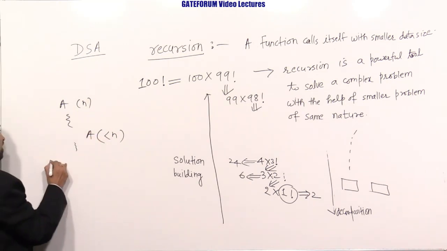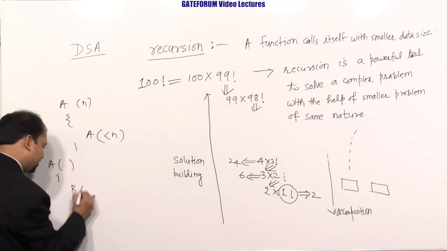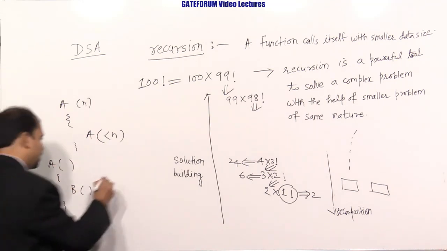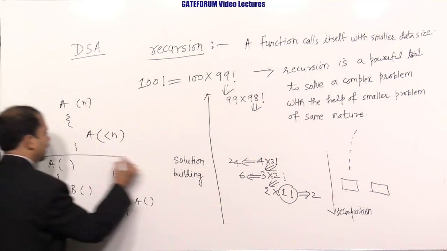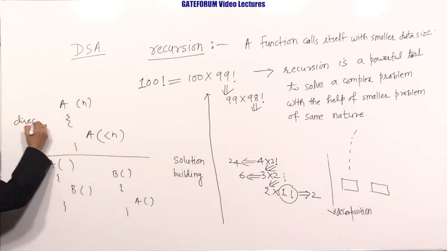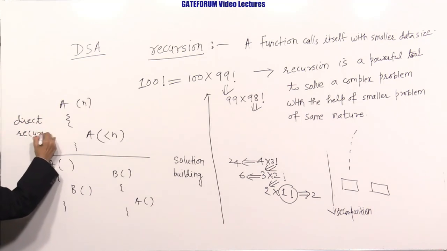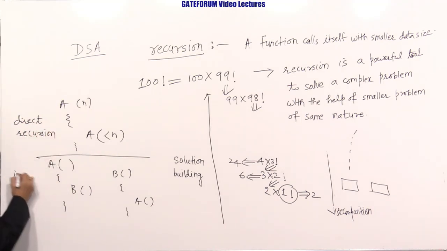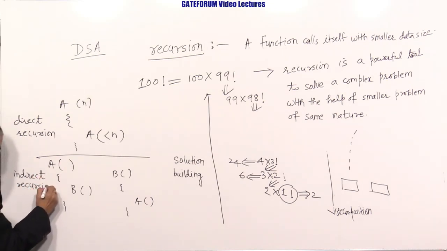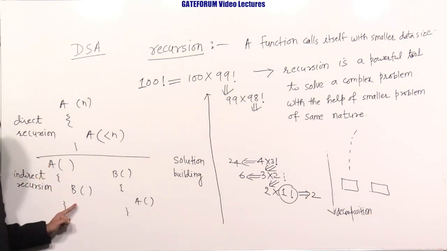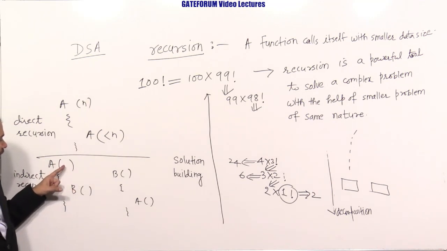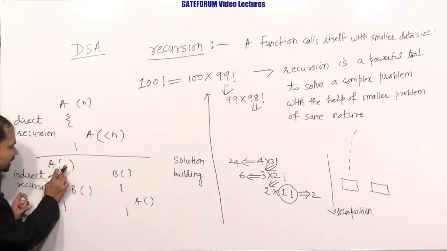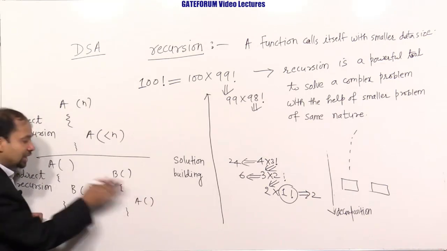Another way of recursion is A calling B, with obviously a smaller data size, and B calling A. This is called indirect recursion. Mostly we deal with direct recursion; you will rarely find an example of indirect recursion. In each case, after A calls B and B calls A, the size must strictly decrease.